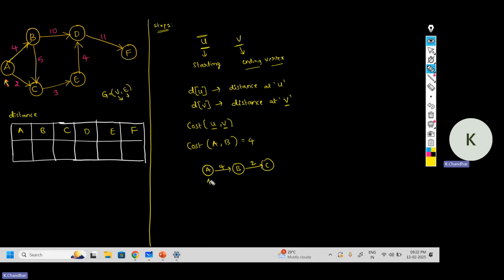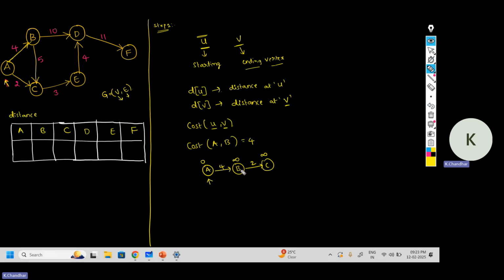When I select the starting vertex as capital A, to move from A to A, how much distance do you need to travel? 0 distance. So as of now, I am at A. I did not visit this B. When you do not visit B, while standing at A, it is going to be represented by infinite distance. And C also you did not visit, so again you need to represent it as infinite distance, because I did not visit B from A. Is that clear?